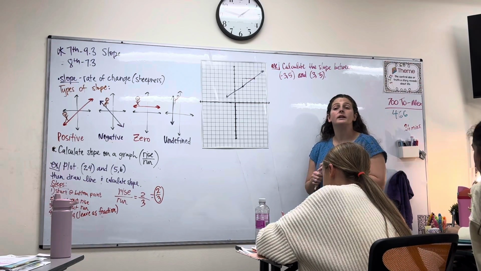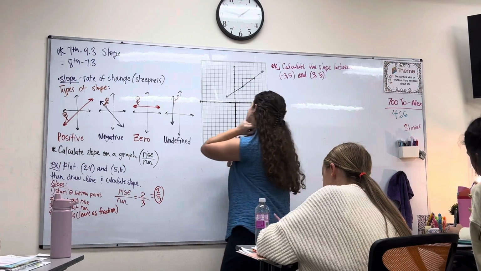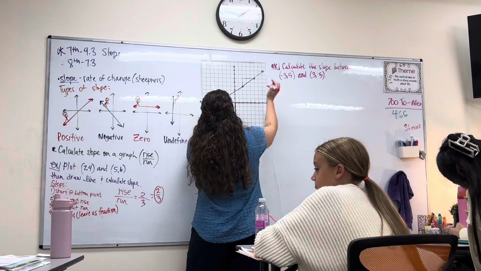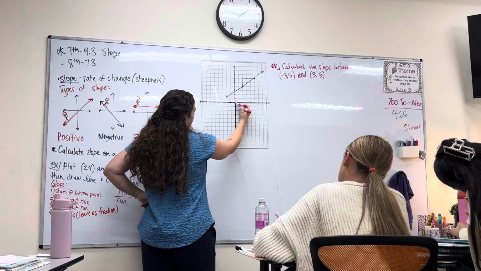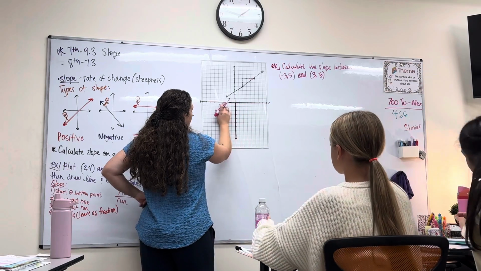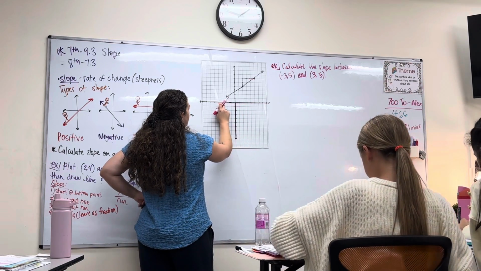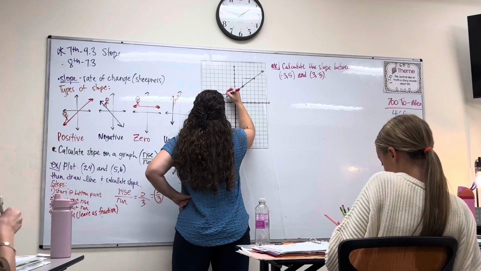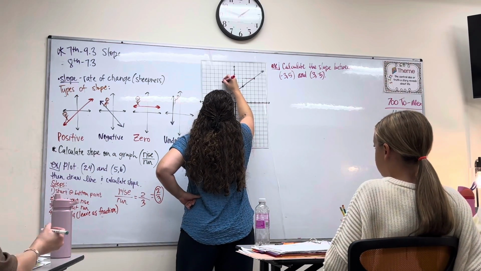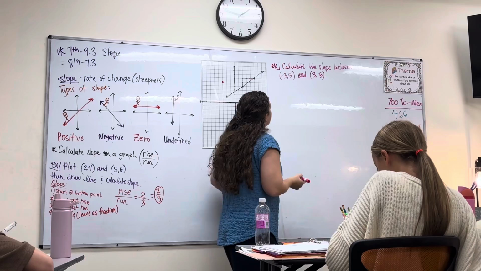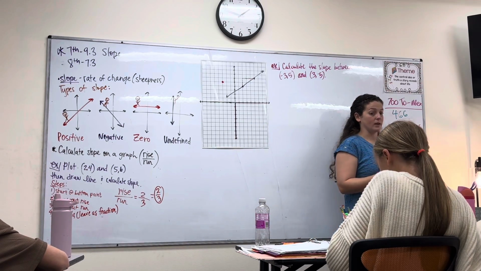Alright, let's plot (-3, 5). Starting at the origin, that -3 tells me to go what direction? Left 3: 1, 2, 3. That +5 tells me to go where? Up 5: 1, 2, 3, 4, 5. So that's (-3, 5). And then we have to plot (3, -5).